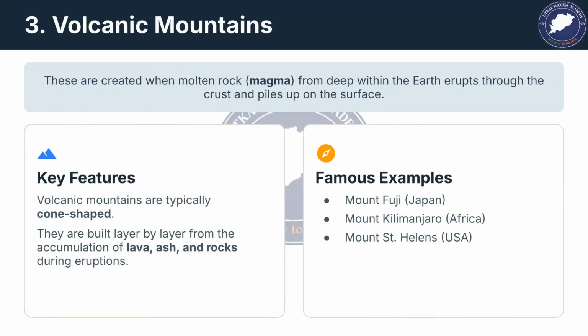Volcanic mountains are created when magma erupts and piles up on the surface, forming cone-shaped mountains. They are built layer by layer from lava, ash, and rocks.